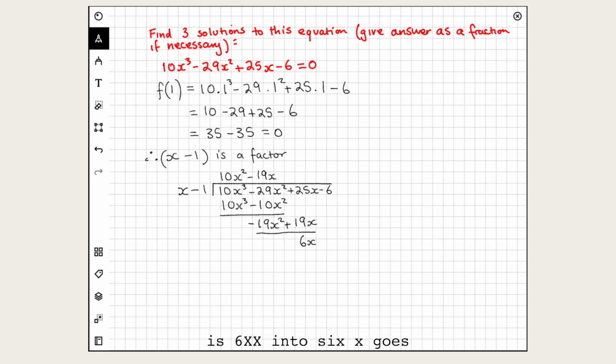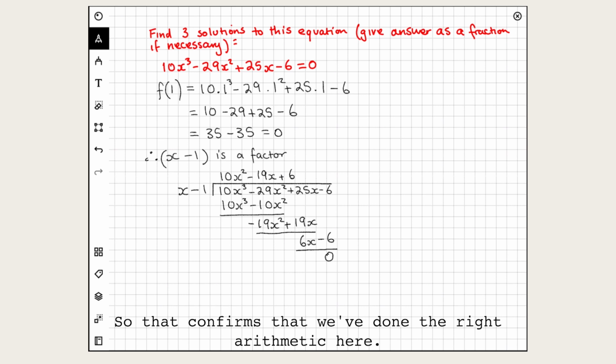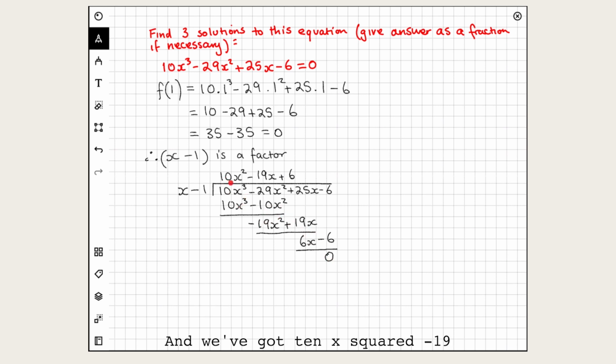x into 6x goes plus 6. Plus 6 times x equals 6x. Plus 6 times minus 1 equals minus 6. And if we take that away, minus 6 minus minus 6 equals 0, which is no coincidence. When we substituted in 1, we got 0. So that confirms that we've done the right arithmetic here, and we've got 10x squared minus 19x plus 6 as our quadratic that we need to solve.